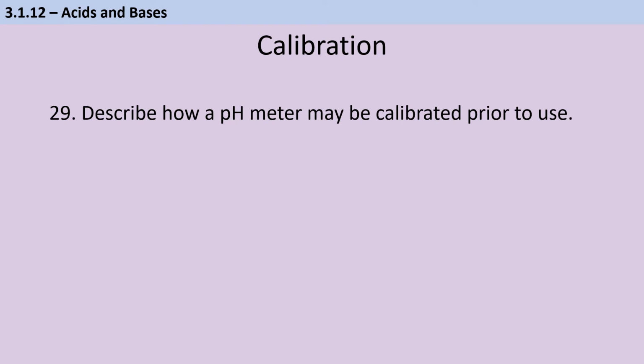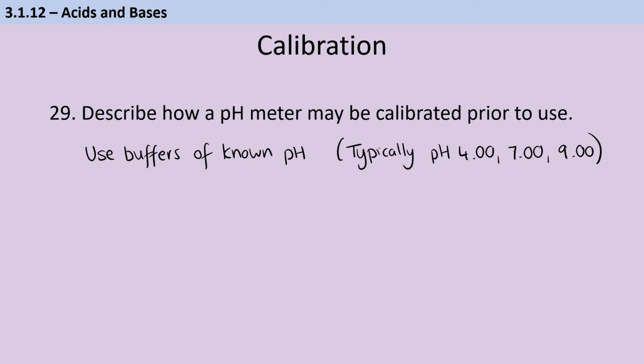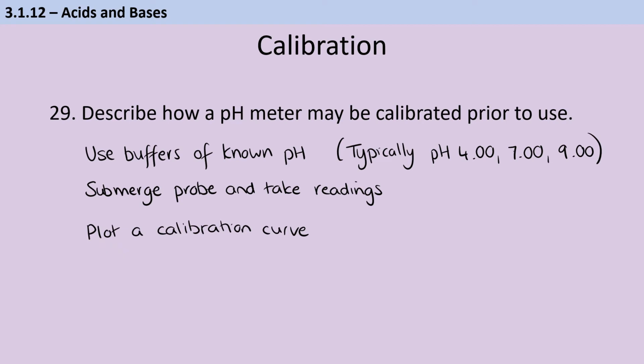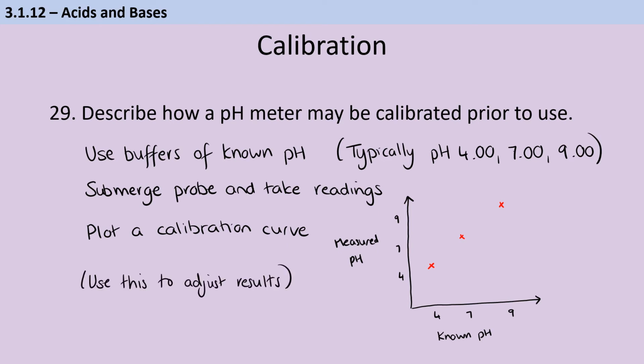A pH probe can be calibrated prior to use by using different buffers of known pH. So typically you'd have something like pH 4, pH 7, pH 9. So what you do is you submerge the probe in each one of those and take a reading, and then you plot a graph that we call a calibration curve. So we basically have a little scatter graph with the known pH on the x-axis and the measured pH on the y-axis, and you then draw your results onto this and draw a line of best fit through it and use this to adjust the results that you get when you're then using that pH probe.